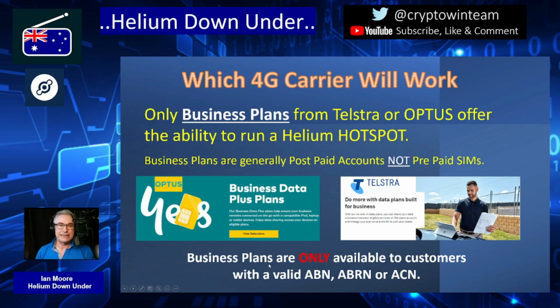And here's the kicker, guys. Unfortunately, these will not be given out to you unless you have an ABN, an ABRN, and I'm not even entirely sure what that is, but obviously it's some sort of business number, or an ACN, which is an Australian company number. So you either have to have a registered business or a registered company in order to be able to get one of these cards from Telstra or Optus. If you do not have access to an ABN or ACN, then I'm sorry, guys, this is just not going to work for you.